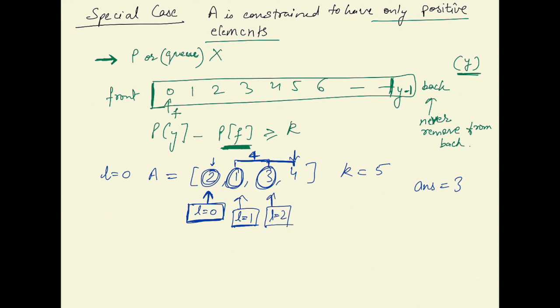So now from L to the current index I, the sum is 7. Is 7 greater than k? Yes. And is the length better than the previous length? Yes. So the answer becomes 2. Then we'll increase our L to 3.